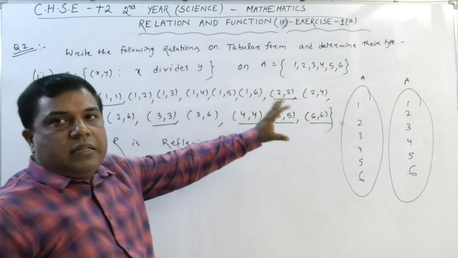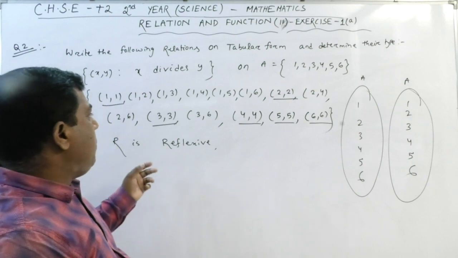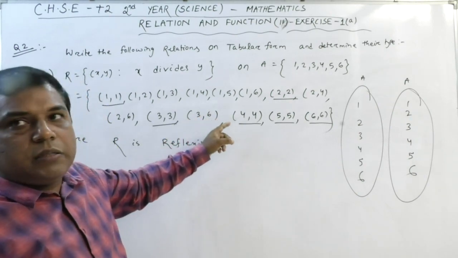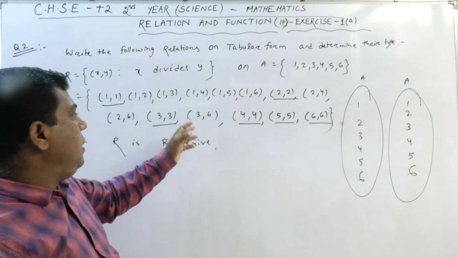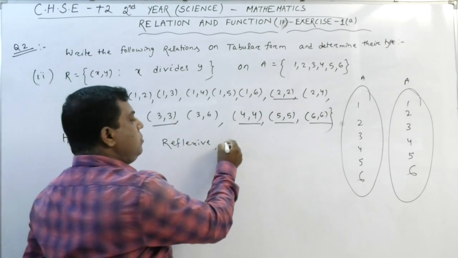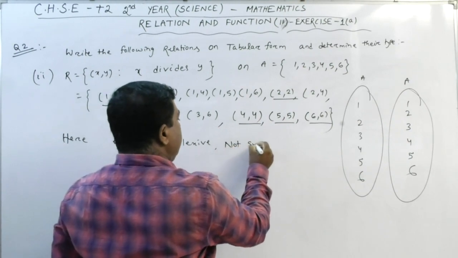Now it is symmetric or not. You took a pair (3,6), 3 divides 6, but 6 does not divide 3. So we can say it is not symmetric. So it is reflexive, not symmetric. Okay.